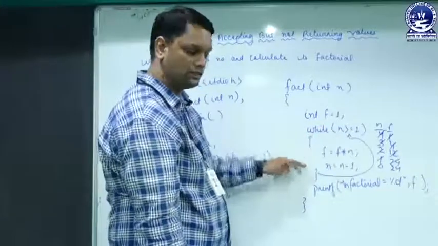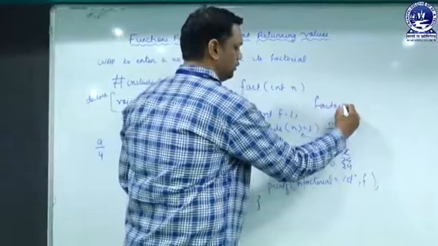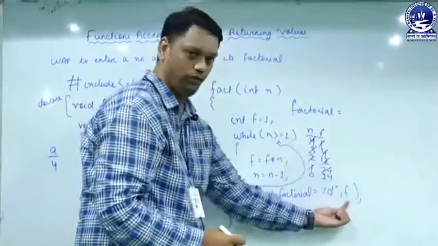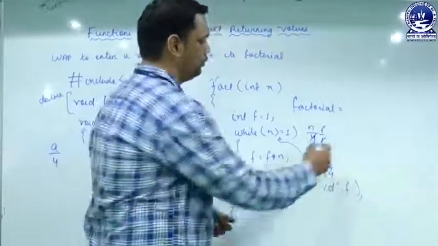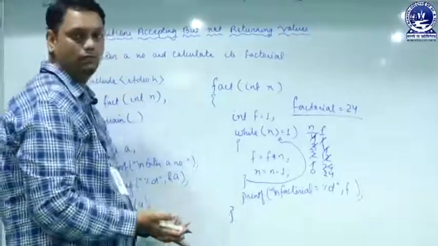So it will come out from this block and it will print factorial equal to. It will print the message factorial equal to, so in place of percentage d, it will print the value of f. So what is the value of f over here? 24, so it will print factorial equal to 24. Then it will come over here and the program will be ended.